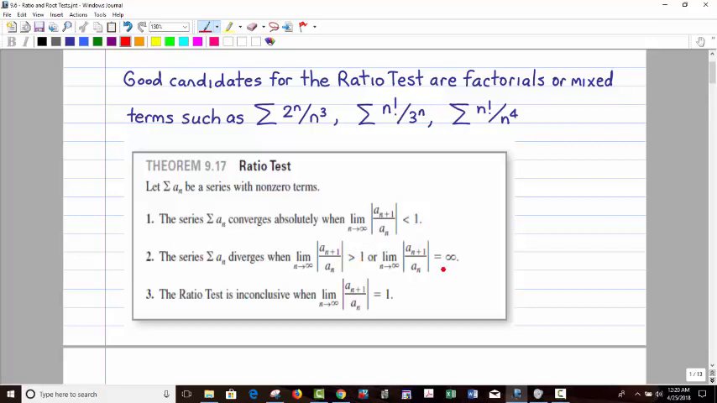If it's greater than 1, or also including infinity, we have divergence. And the ratio test is inconclusive if it equals 1. That means it won't lead you to the wrong answer, but it means you should then try something else. Now, unlike the limit comparison test, where it didn't matter which series you put on top and which on the bottom, this absolutely has to be a sub n plus 1 over a sub n.